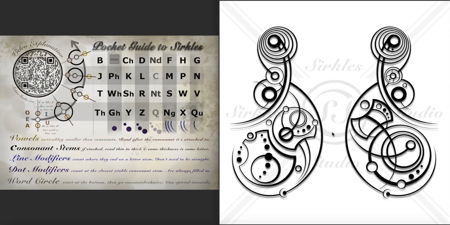These designs were done using this script originally developed by Loren Sherman back in 2011, and it uses a combination of these letter stems, which are these thick black lines, as well as modifiers, which are these purple and blue lines and dots here, and then vowels, which are these metallic colors in the key, along with the word circle, which starts at the bottom and then goes counterclockwise. So you read this bottom counterclockwise like a time traveler going back in time.